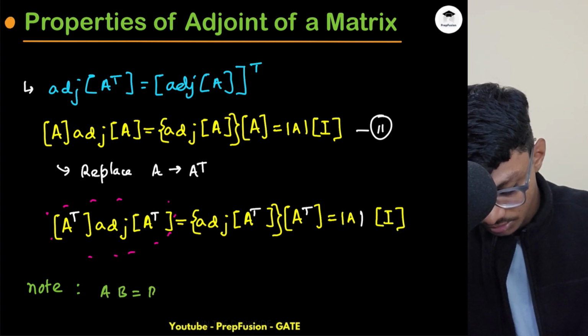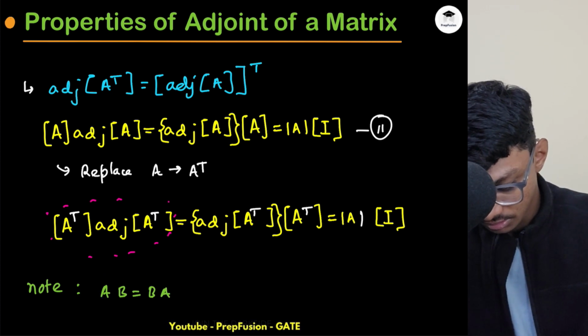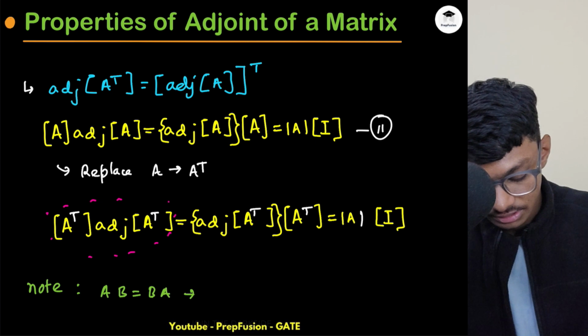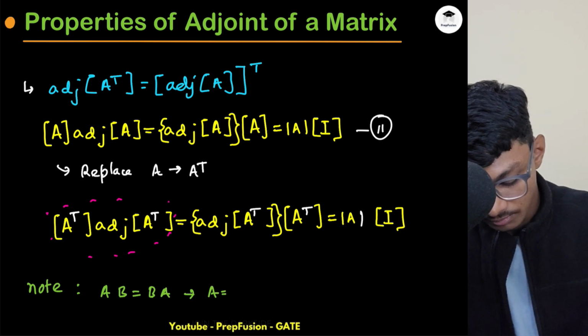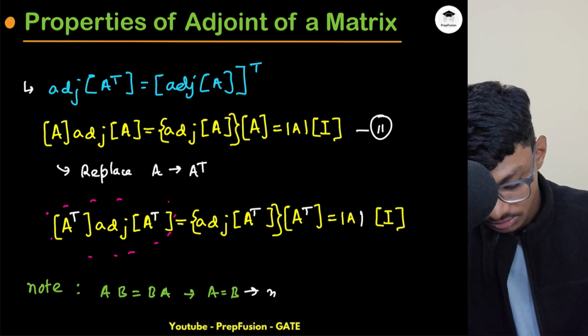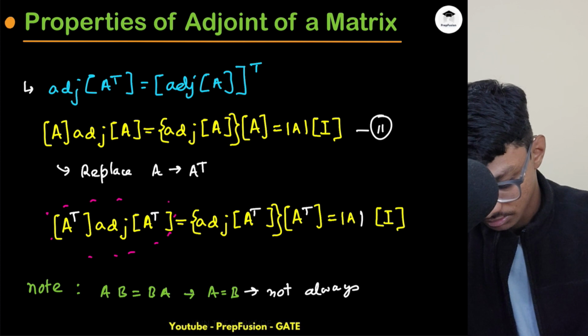AB equals BA. Then it doesn't mean that A will be equal to B. Not always.